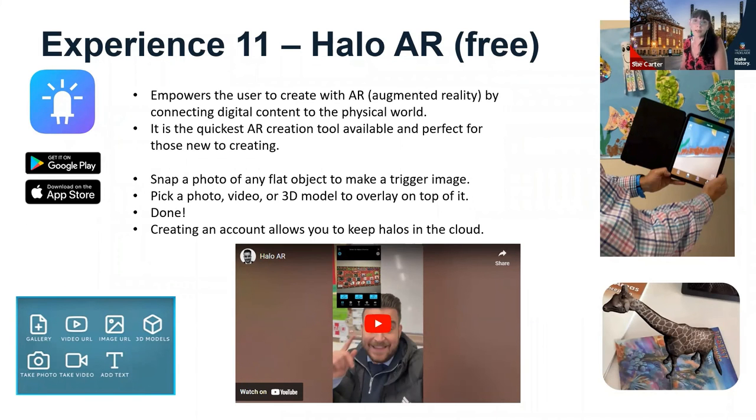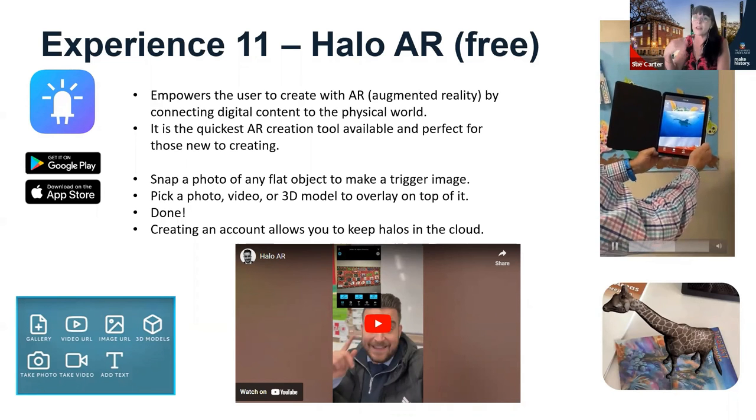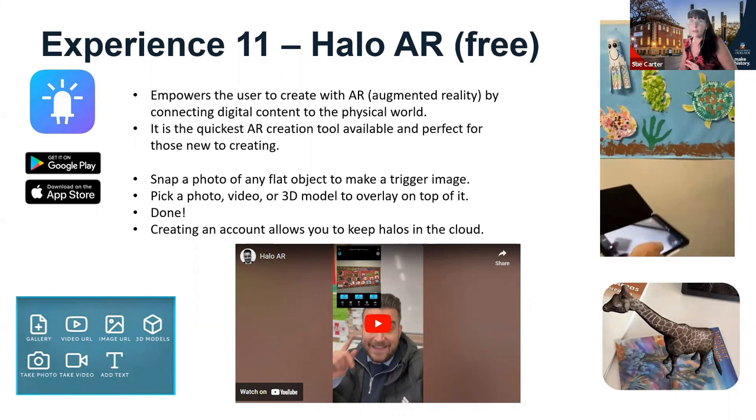I'll show you this one up here on the top right corner where some student artwork is on the wall, and when you put it up with Halo AR over the turtle, you're actually seeing video of a turtle moving. So the artwork is the trigger, and then you've used Halo AR and applied a video over the trigger. You can have images as triggers. You can incorporate models, you can use photographs and text and videos as well. So this one down here, when you open the book, this giraffe literally appears from within the book and stands there, and then the student can interact with it as well.